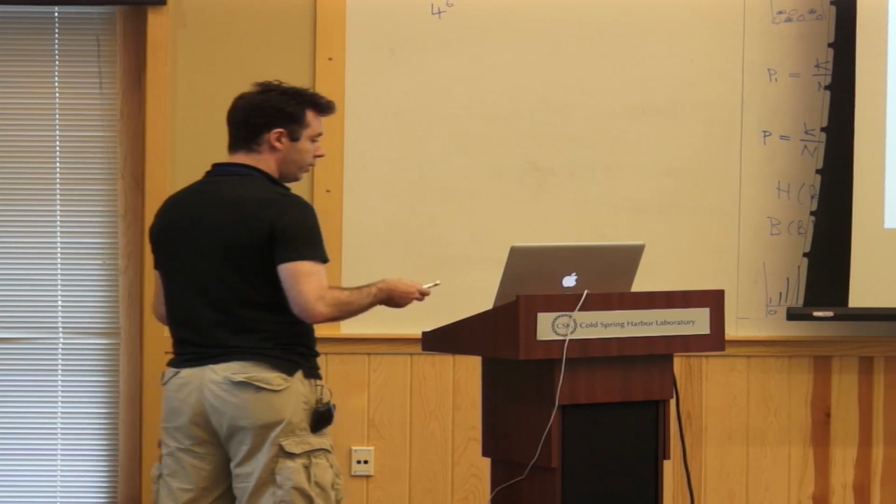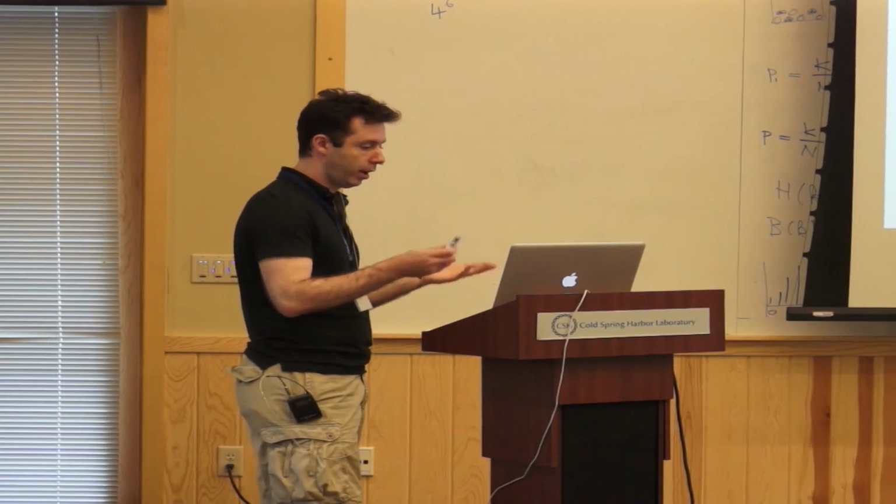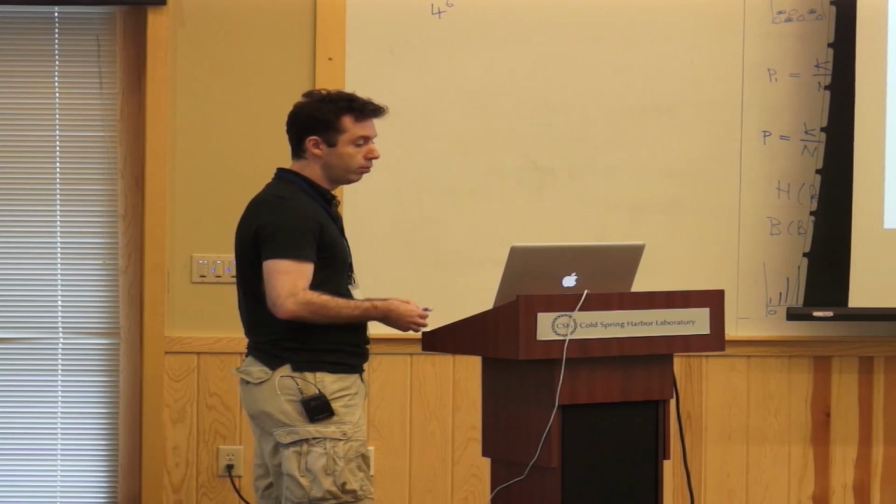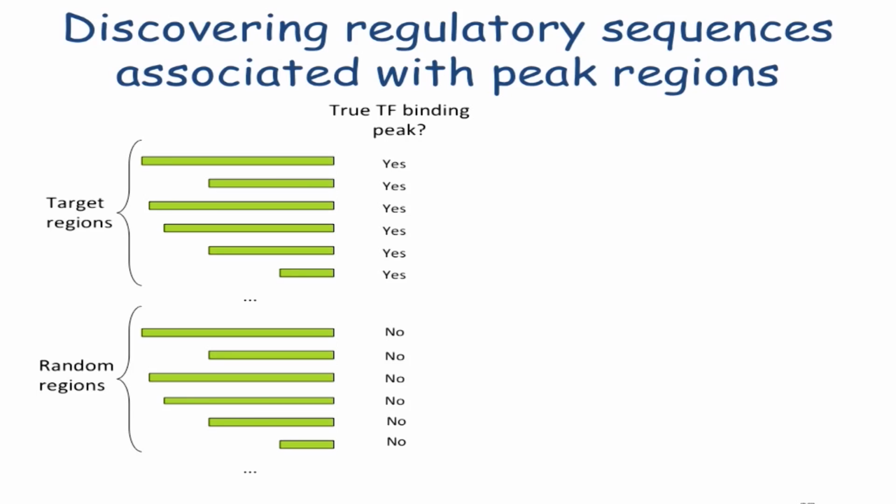So let's assume that you've solved this problem, right? That you have specified the question very clearly, and that indeed you're able to identify a set of random regions that share a lot of characteristics and features with your true binding peaks, right? So this would be your true target regions, this would be your random regions. And you have a label that tells you whether a region is a true region in the genome from your ChIP-seq analysis, or if it's a random region that you selected randomly, okay?